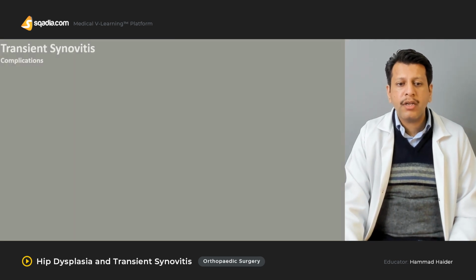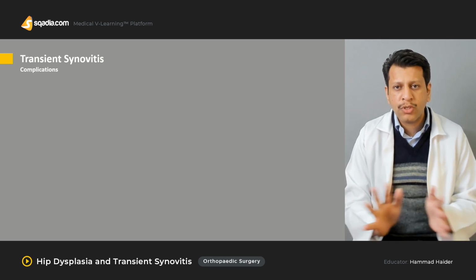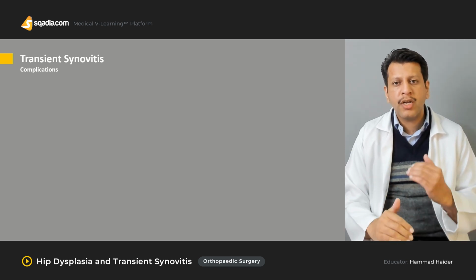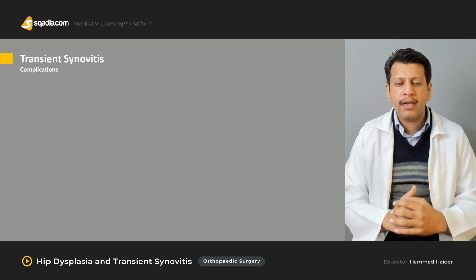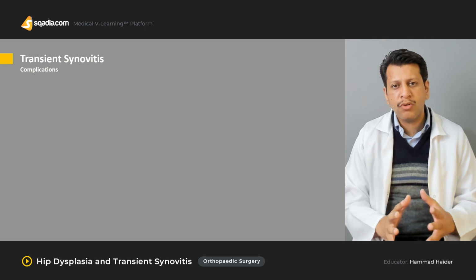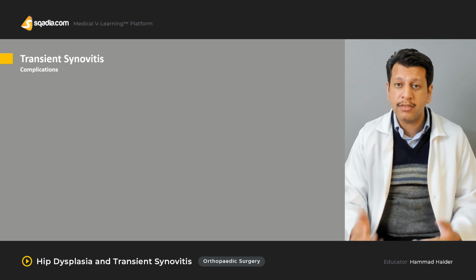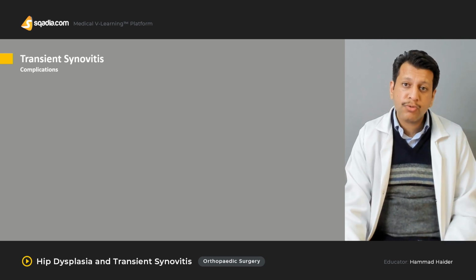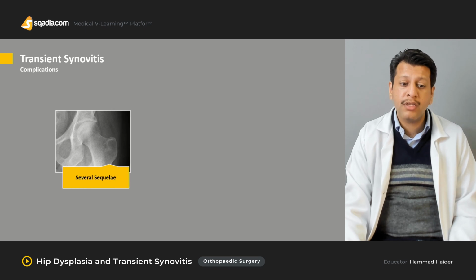First and foremost, there's no surgery for transient synovitis. It usually resolves with symptomatic and conservative treatment, and it most commonly resolves. But then again, the most problematic issue is usually the recurrence. There are a lot of complications associated with transient synovitis, and most commonly it is always the recurrence.